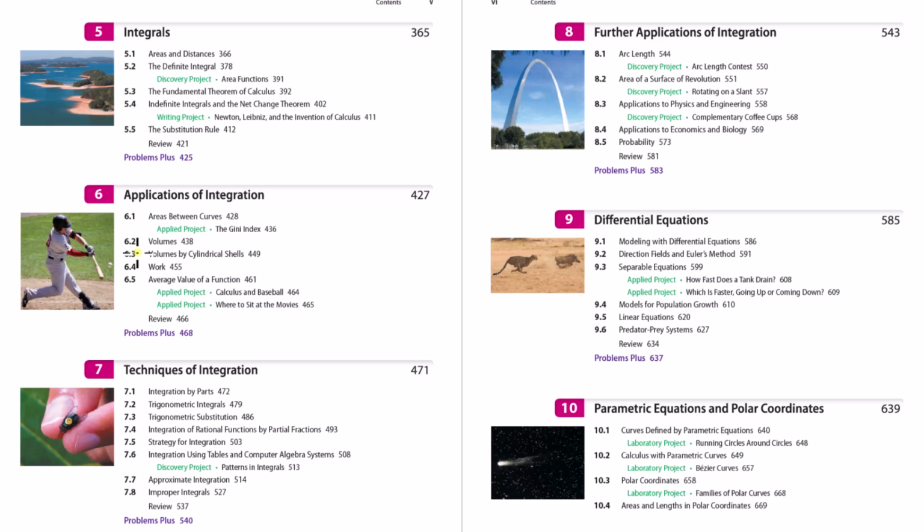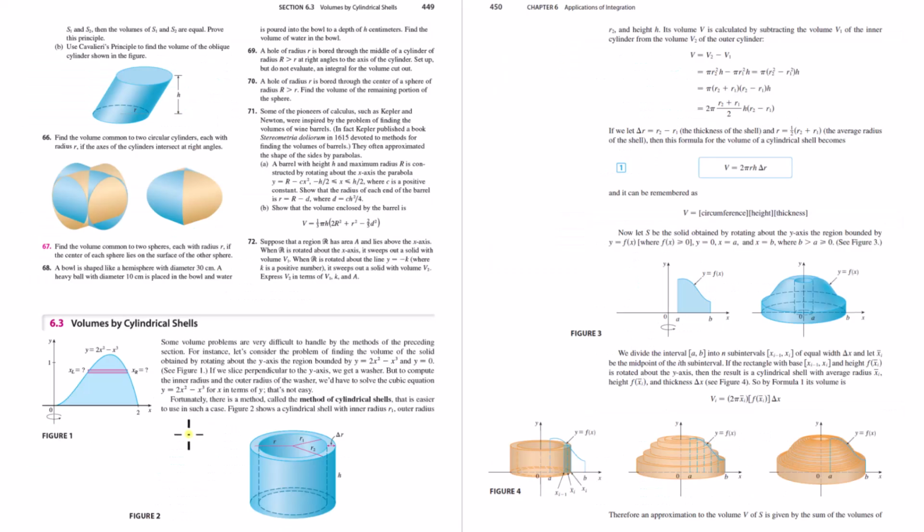In this video, we're going to go through section 6.3, which is on finding volumes by the method of integration with cylindrical shells. In the previous section, we developed the method of integration for finding volumes, the more general method. You could consider this the main method of integration to find volumes.